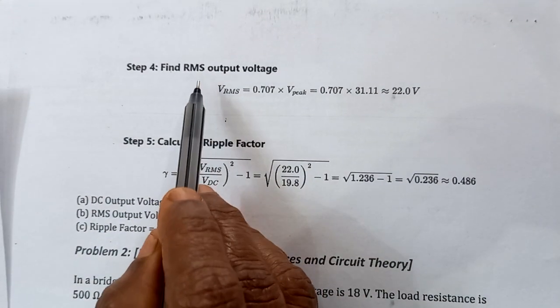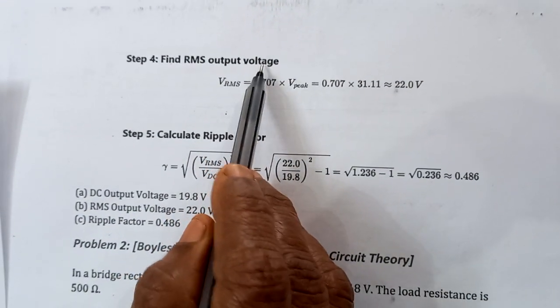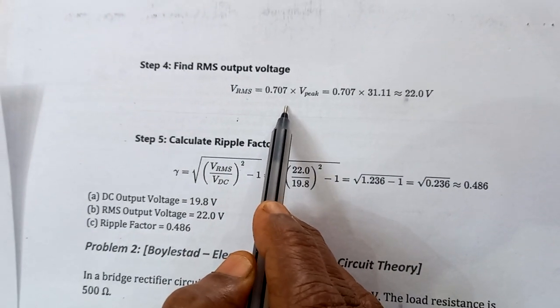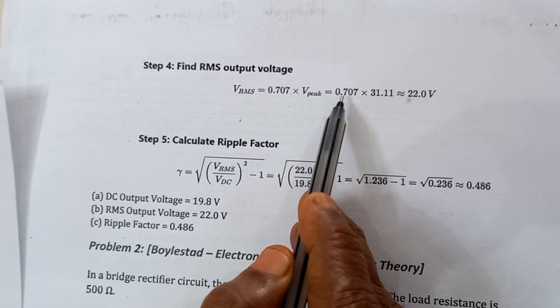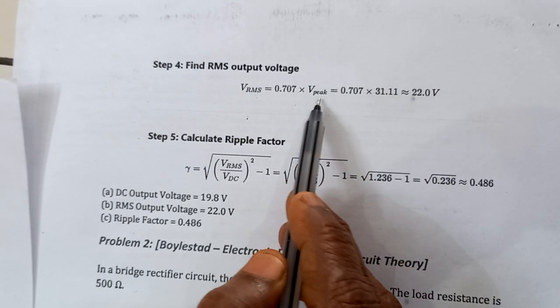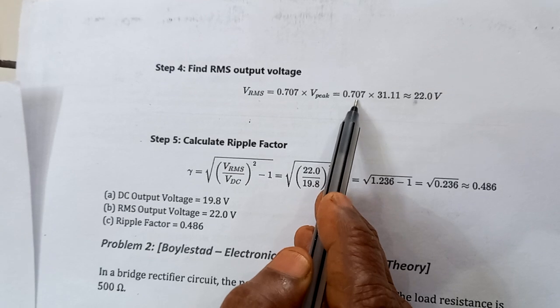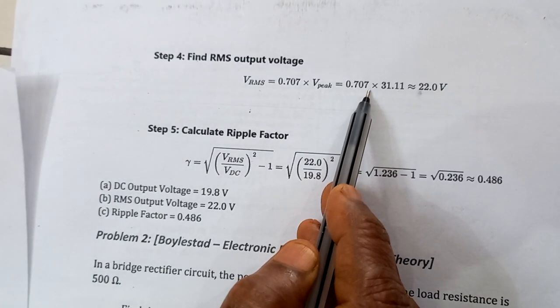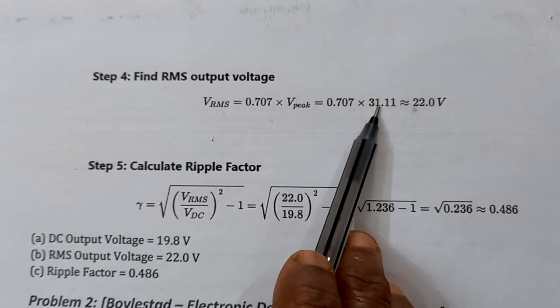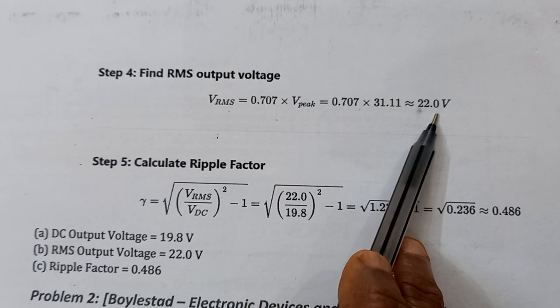Now we will calculate the RMS of the output voltage. Vrms is equal to Vm by root 2 for the bridge rectifier. So Vm is 31.11 volts, and 1 by root 2 is 0.707. So 0.707 into 31.11 is 22 volts.